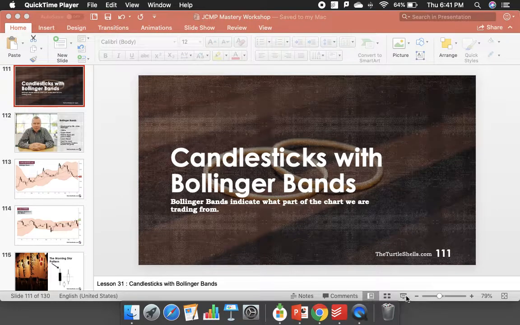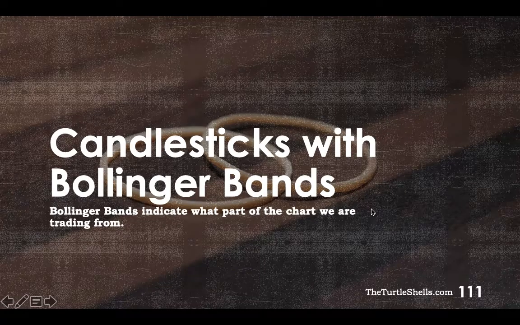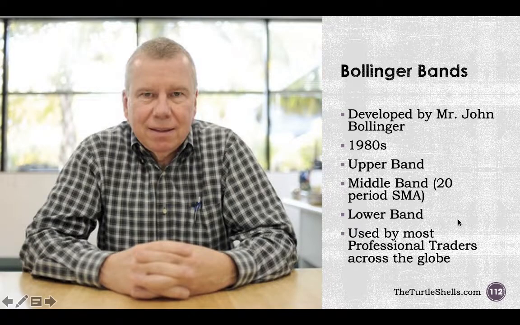Right, now let us have a look at a quick example of how Eastern technical analysis can be combined with Western technical analysis. Candlesticks are an Eastern way of trading, the Japanese way of trading, and Bollinger Bands is one example of a Western technical indicator. Bollinger Bands indicate what part of the chart we are trading from. This combination of East and West creates very powerful trading setups. Okay, so let's have a look at what Bollinger Bands are.